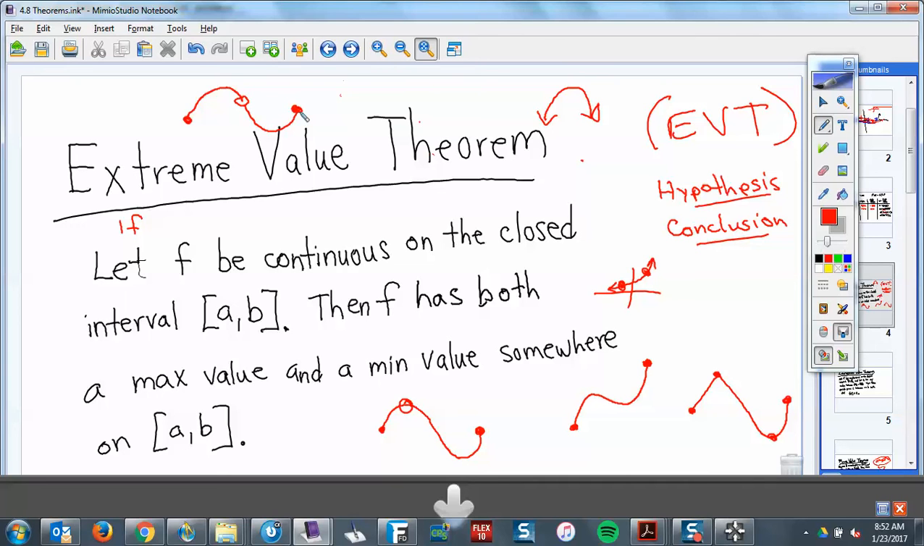So for the promise to mean anything, for the theorem to mean anything, the hypothesis has to be true. If that part's true, then you get the car. Then the conclusion has to hold. If the first part's not true, then we don't know. So you're going to have some questions, and they're going to say, for these situations, tell if the conclusion holds. That's the situation where you don't get the A. Maybe you get the car, maybe you don't. So if it's not continuous or if it's not a closed interval, maybe there is both a max and min, maybe there's not. So they're going to ask you some questions like that.